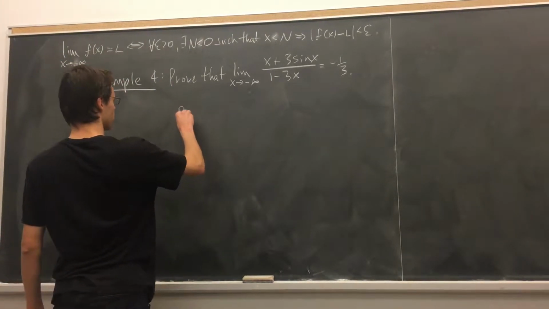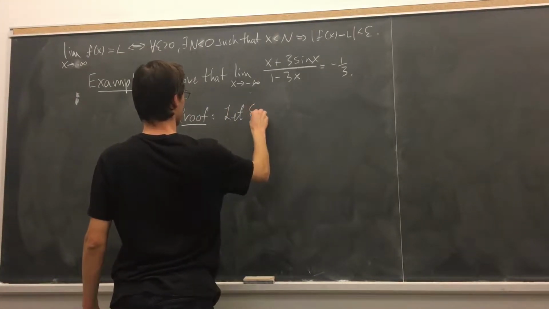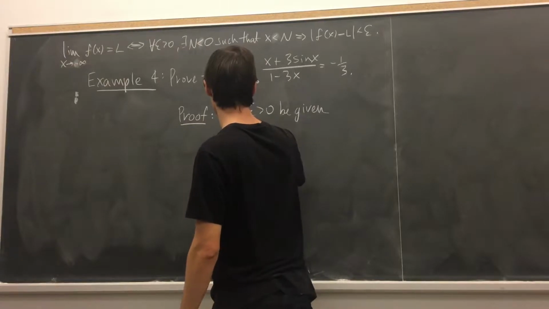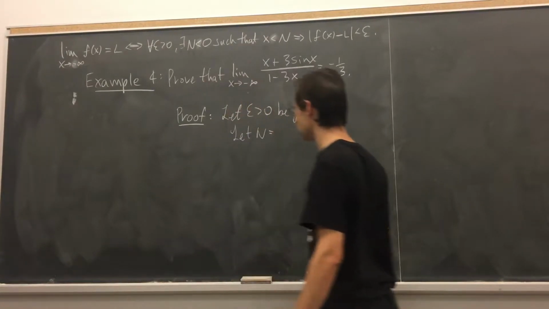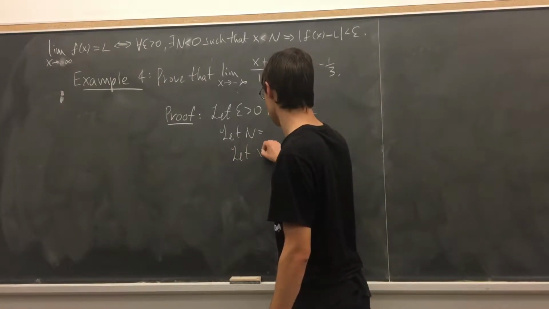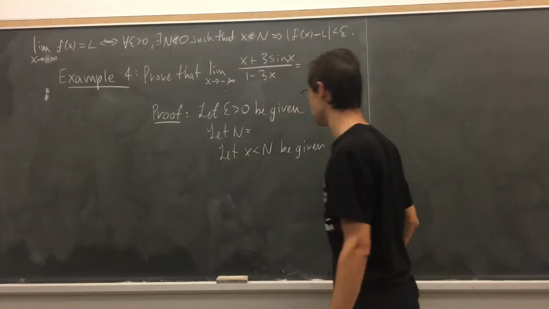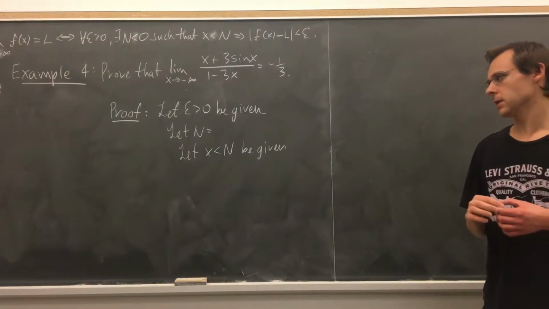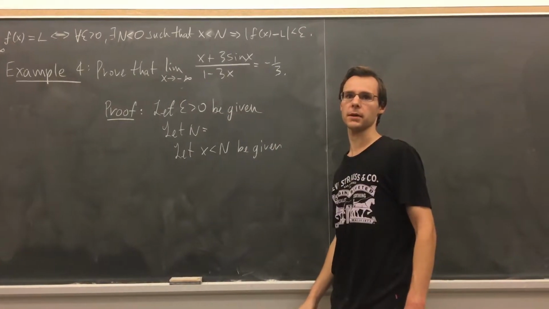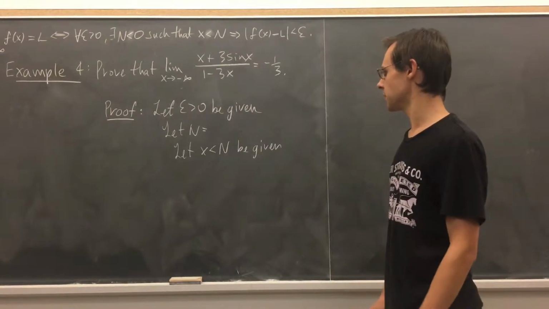So let's go through the proof. Let epsilon greater than 0 be given. And we're going to let n equal something, and this something is going to be a negative value. And also we're going to let x less than n be given. So the n, again, will play the role of delta. It's going to be in terms of epsilon, but now we're going to have explicitly a minus sign somewhere in that expression, just to ensure that n is in fact less than 0. So let's prove the statement.